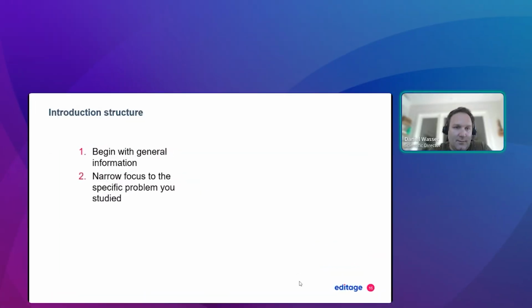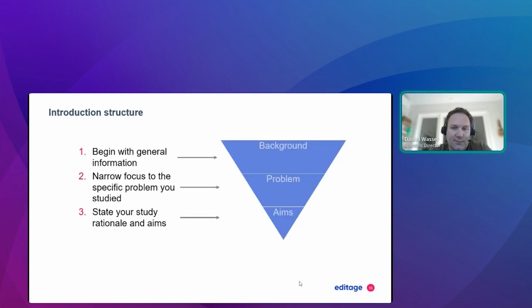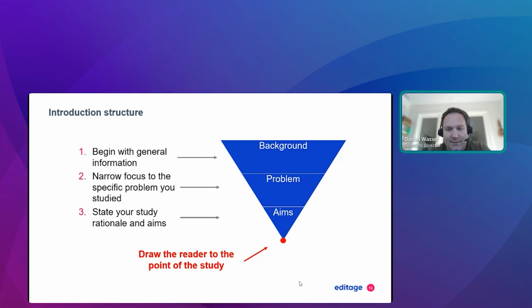We've covered this a little bit, but we want to begin with that general information, and then think of it like a funnel. We want to then narrow the focus to the specific problem that you're studying, and then really state your rationale and your aims. What are you trying to accomplish? So that by the time you finish your introduction, you're at that sharp point of the triangle here, and then you can get into things like your methods. How are you solving the problem, and then ultimately to your results, and then your discussion.